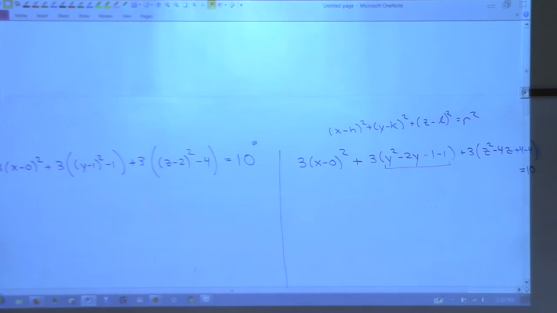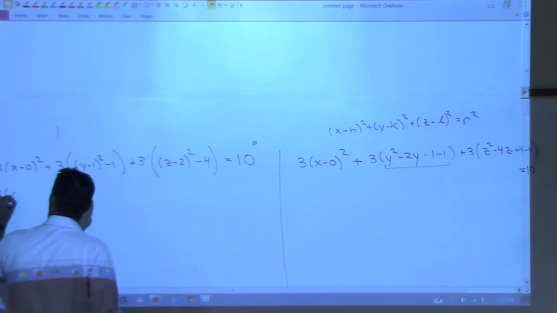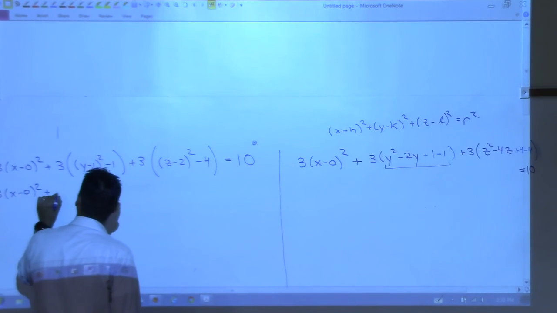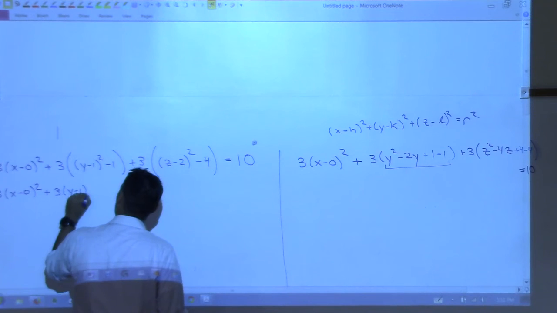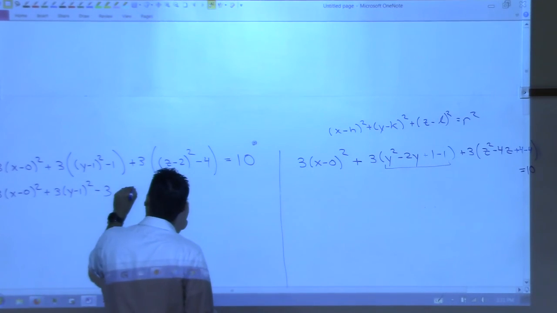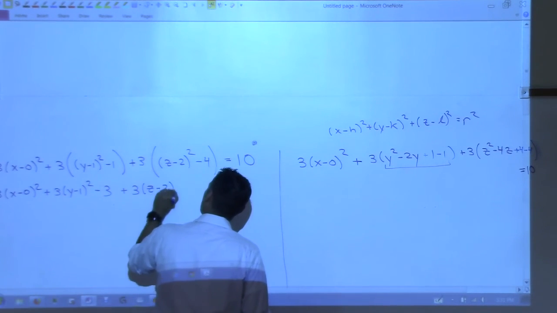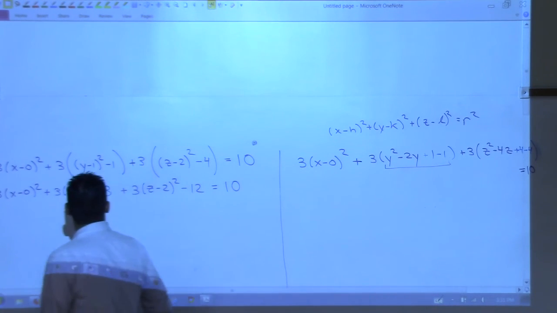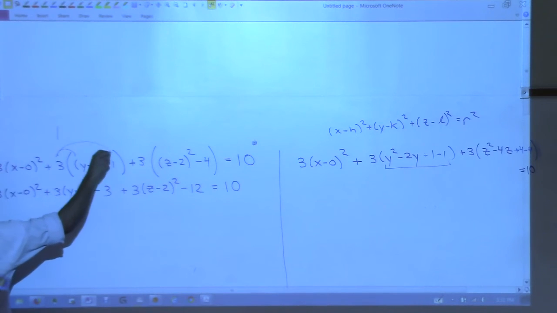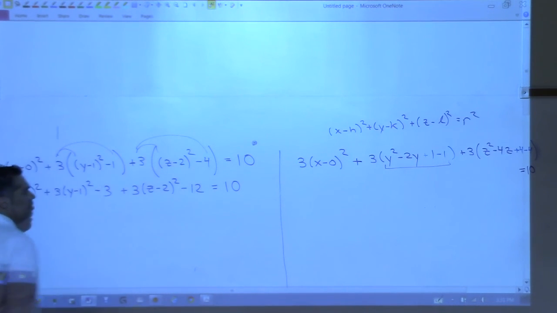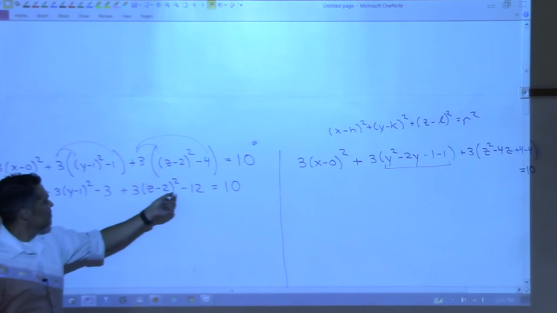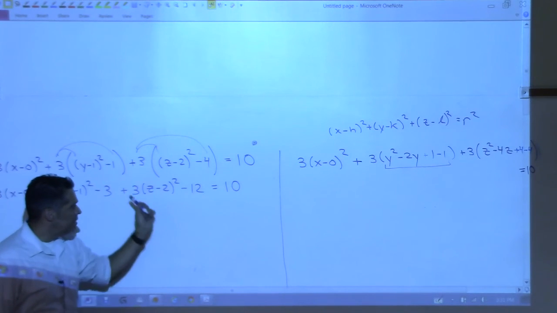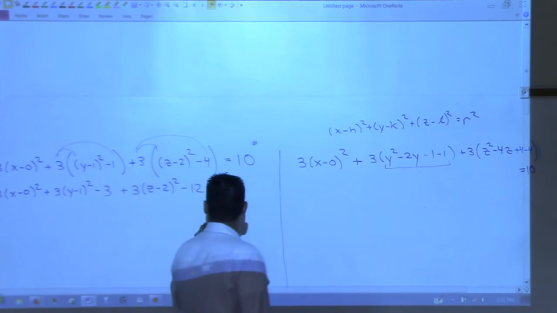I mean, we're almost there. Okay, 3 times x minus 0 squared plus 3 times y minus 1 squared minus 3 plus 3 times z minus 2 squared minus 12 equals 10. So all I did here was distribute here and here, here and here. And now I'm going to collect all my numbers together. Negative 15, move it to the other side. 25.